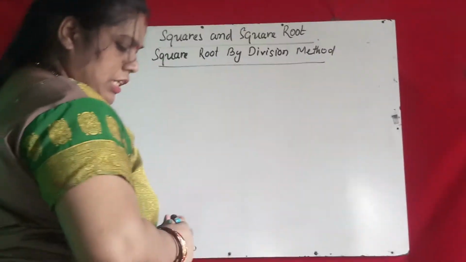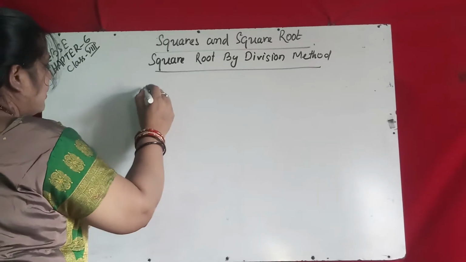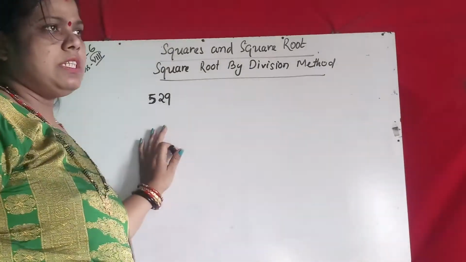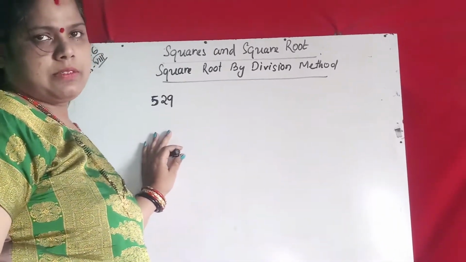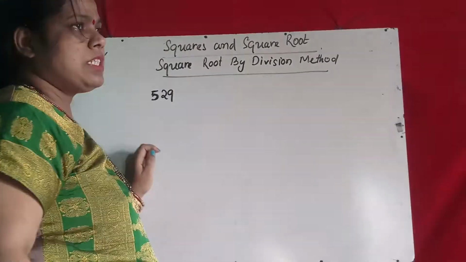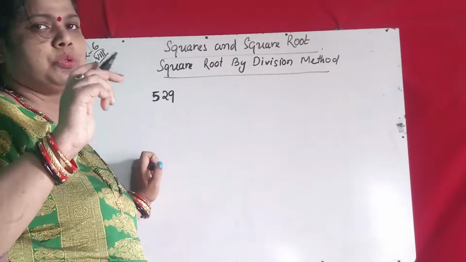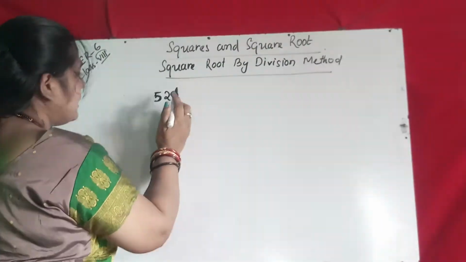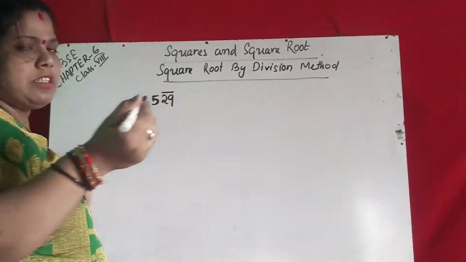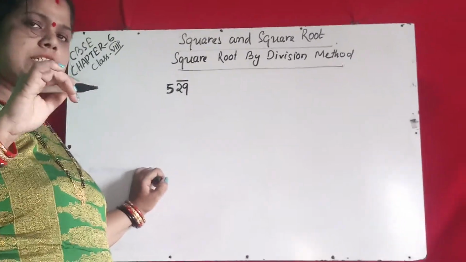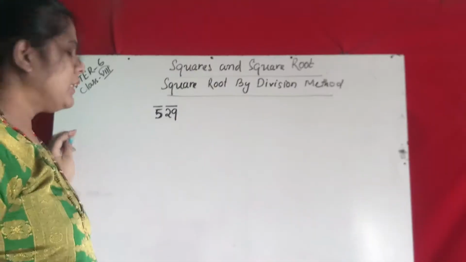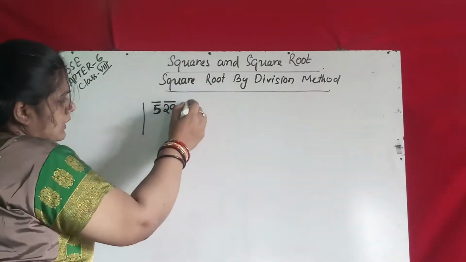Suppose we find the square root of 529. You have to understand how to find this, step by step. First step: from the right-hand side, draw a bar above two digits, like this, 9 and 2. If more digits are there, draw bars over two digits each. If one digit is left at the end, another bar is drawn over that, here the 5. Now take it as the dividend.